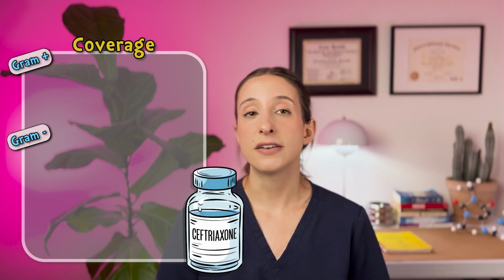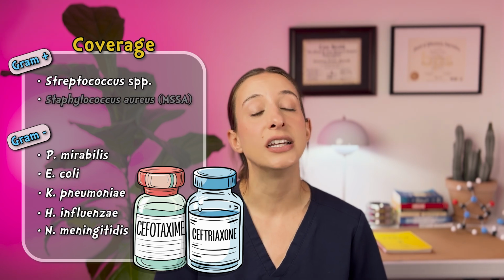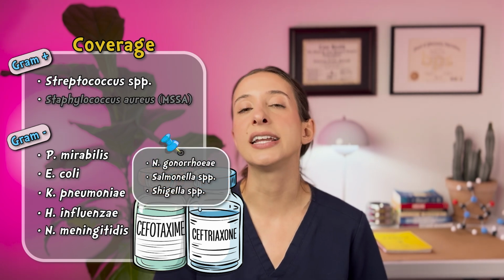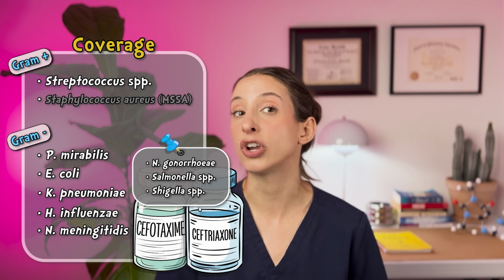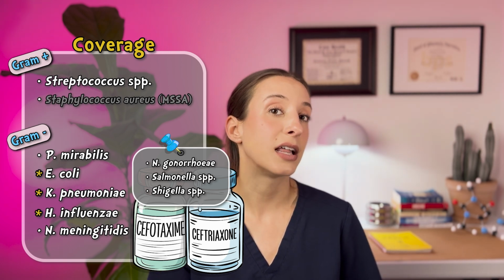The third generation is the first that is extended spectrum and includes Ceftriaxone, Cefotaxime, and Ceftazidime. Ceftriaxone and Cefotaxime have almost identical spectrums of activity, including enhanced activity against some beta-lactamase-producing strains of Haemophilus influenzae, E. coli, and Klebsiella pneumoniae.